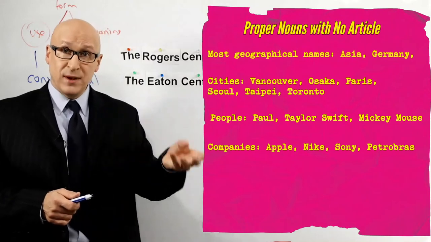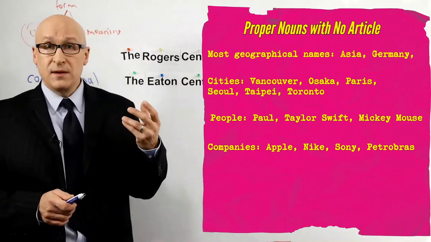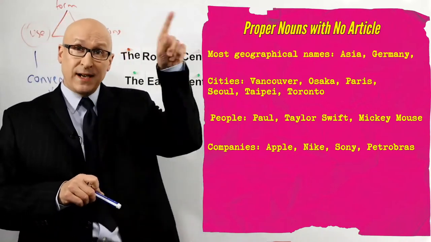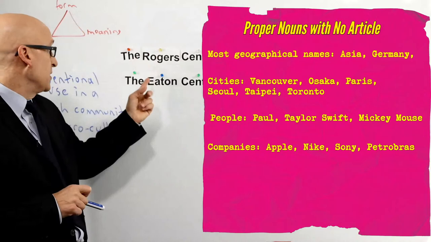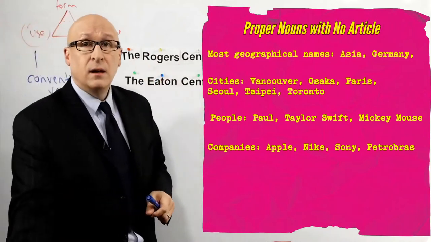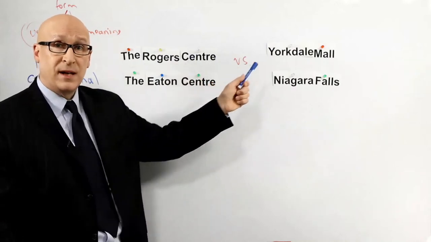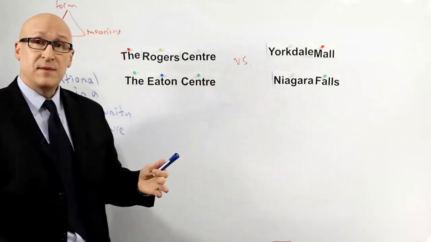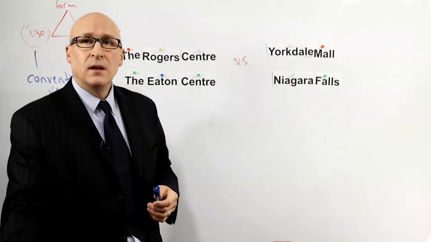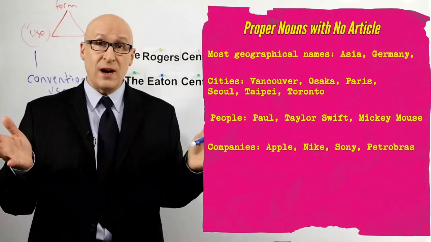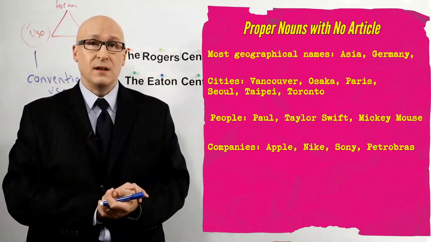Proper nouns, names of places, names of people, names of cities, etc. So what proper nouns with a capital letter, right? Rogers has a capital letter. Let's go back a step. These are all proper nouns, right? Because they have a capital letter. They're the names of places. So which proper nouns get no article? Well, most geographical names, most places, right?